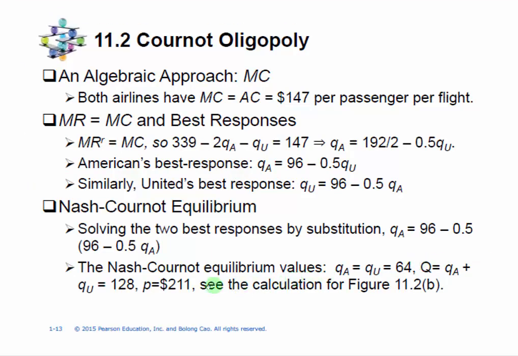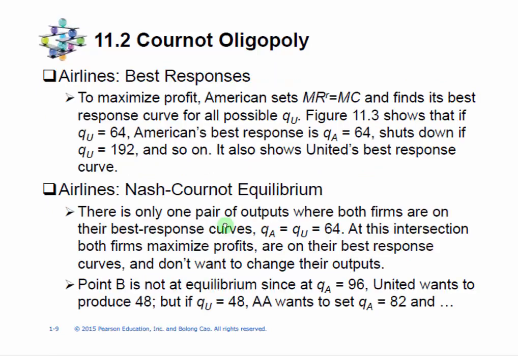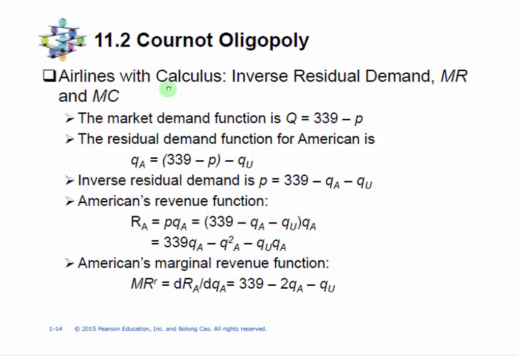And we have calculated before, when the total market quantity is 128, that is 64 plus 64, the market price is $211. This is how we get 64 and 64 as the Nash-Cournot equilibrium, and when we have this 128 total supply into the market, we have a market price of $211. So if we use calculus, the initial steps are the same.